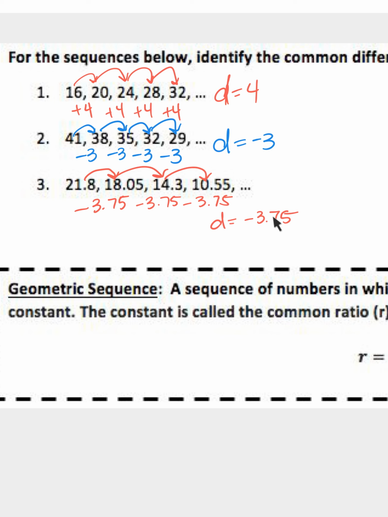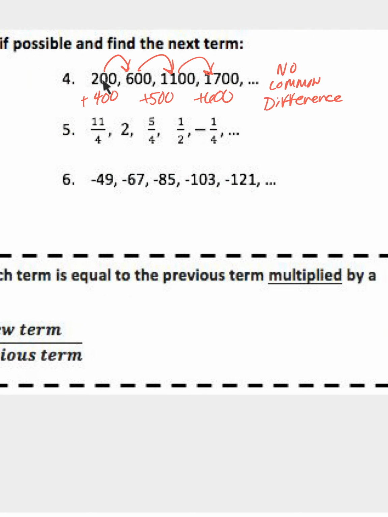Now, let's move to examples 4, 5, and 6. I took 600 minus 200, and I got a positive 400. 1100 minus 600, a positive 500. 1700 minus 1100, and I got 600. Now these numbers should all be the same if we want to say there is a common difference. In this case, we have 400, 500, and 600. So there is no common difference. Let's move on to 5 and 6.